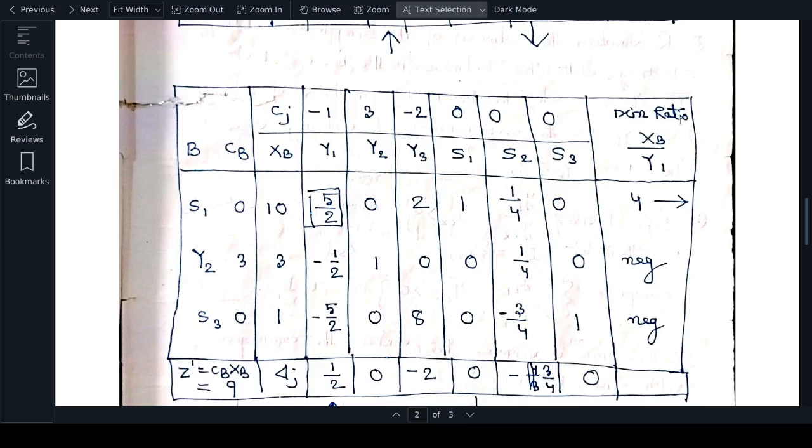Okay. Then how to calculate the first row, this element, where 7 is present? What is the formula? In the new table, compared with the old table, how to calculate? Old element minus the intersection of key row and key column divided by the pivot element. So say what will be the value?